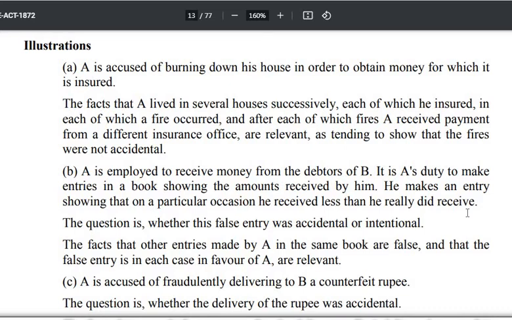At several occasions he received more but wrote less. Means what? It is a part of the series of occurrences and therefore it is not accidental. It was intentional. The question is whether this false entry was accidental or intentional. The facts that other entries made by A in the same book are false and that the false entry is in each case in favor of A are relevant. मतलब हर बार उसने एंट्री गलत किया है और कह रहा है कि एक्सीडेंटली हो गया और पहले भी एक्सीडेंटली हो गया था. और हर बार जो एंट्री हुई है गलत वो इन फेवर ऑफ ए हुआ है. मतलब कभी भी 5 लाख का 10 लाख नहीं हुआ.